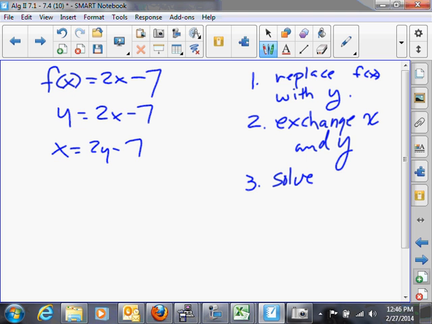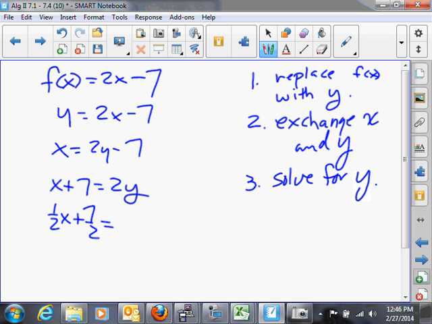Now, step 3, solve for y. Now, you have to do some algebra here. So what I'm going to do is solve for y. I'll add 7 to both sides. x plus 7 equals 2y. I'll multiply both sides by 1/2 to get rid of the 2 in front of the y. So I get 1/2 x plus 7 halves equals y. And so I've solved for y now.